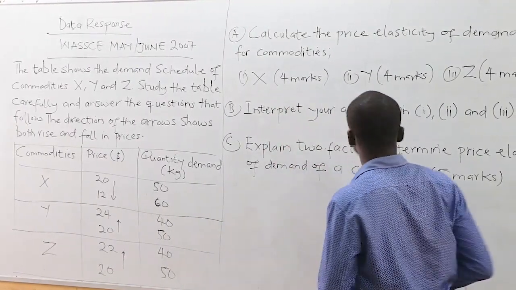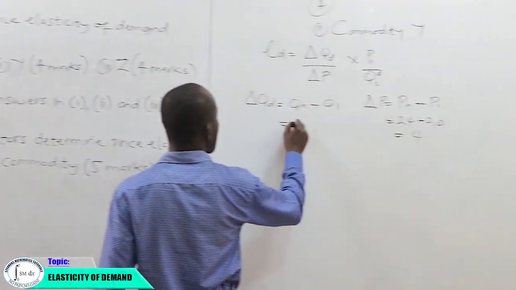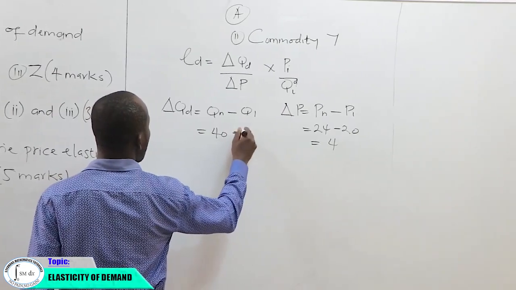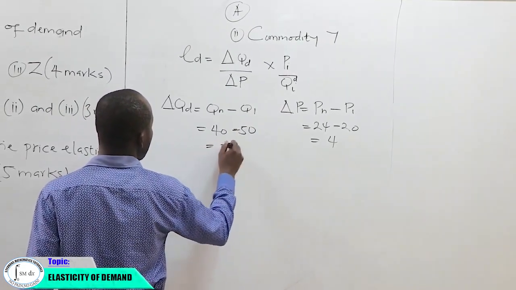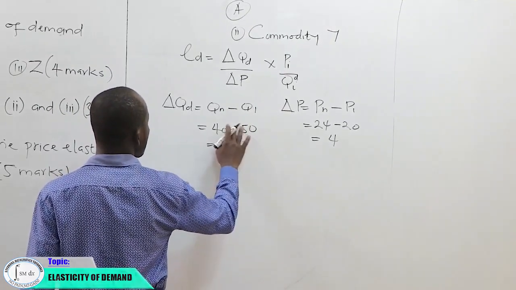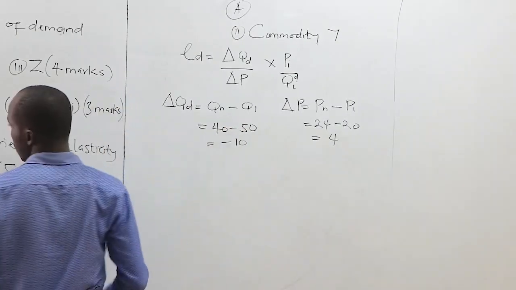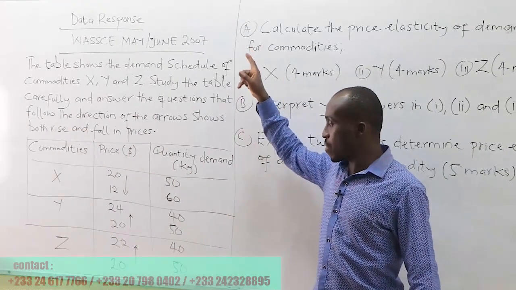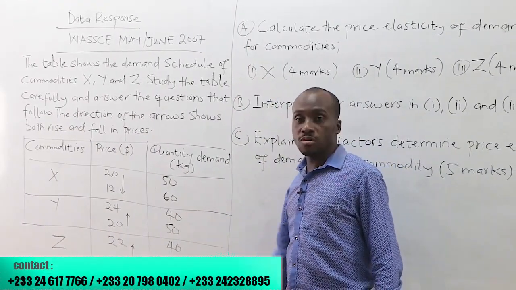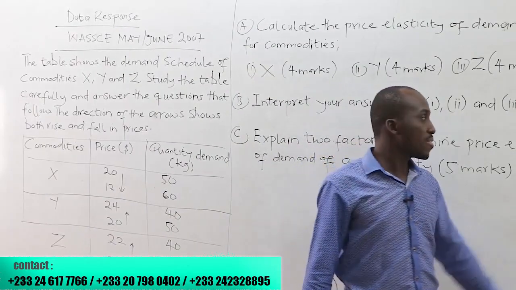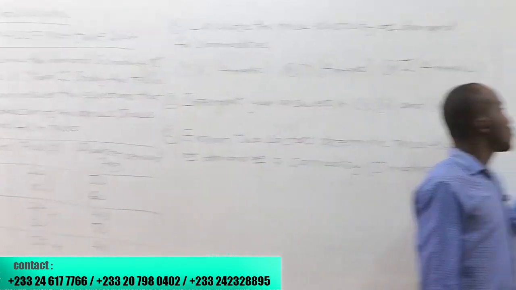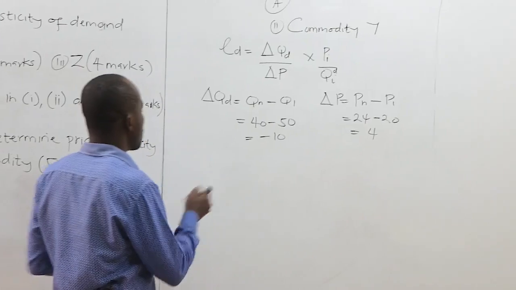What about demand? Demand was at 50, and it reduced to 40. So the new demand is 40, the old is 50, that gives you negative 10. It was at 50, the price increased, then it reduced to 40. Does that give you negative 10? Right?